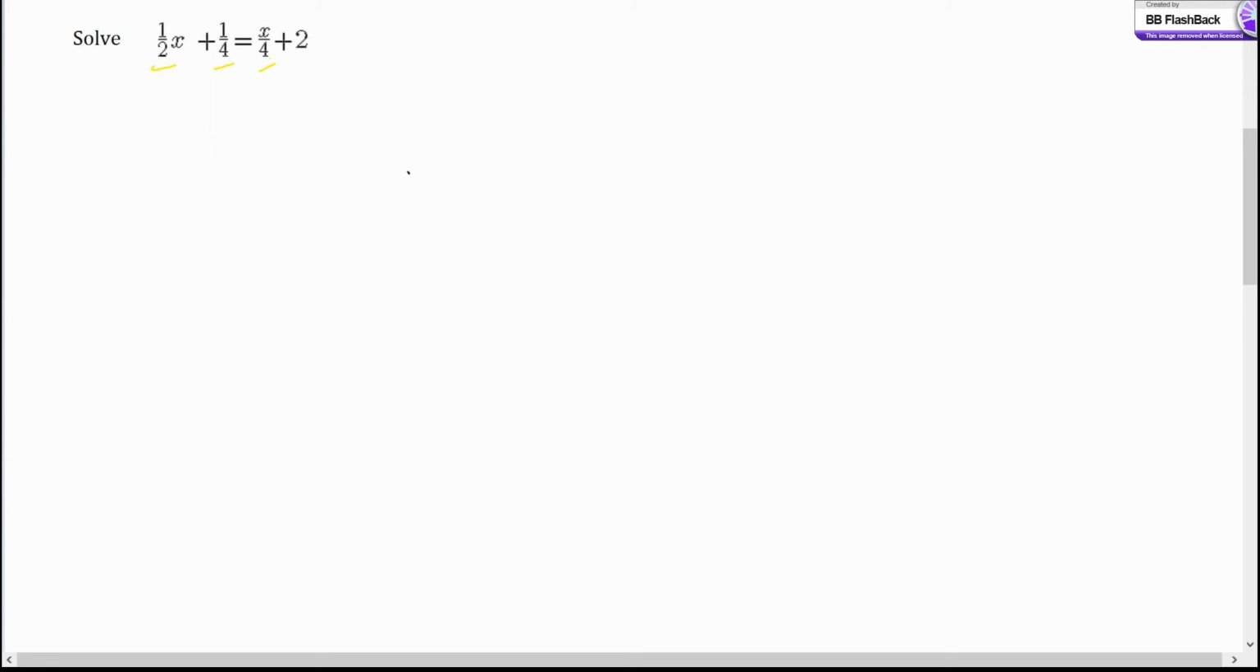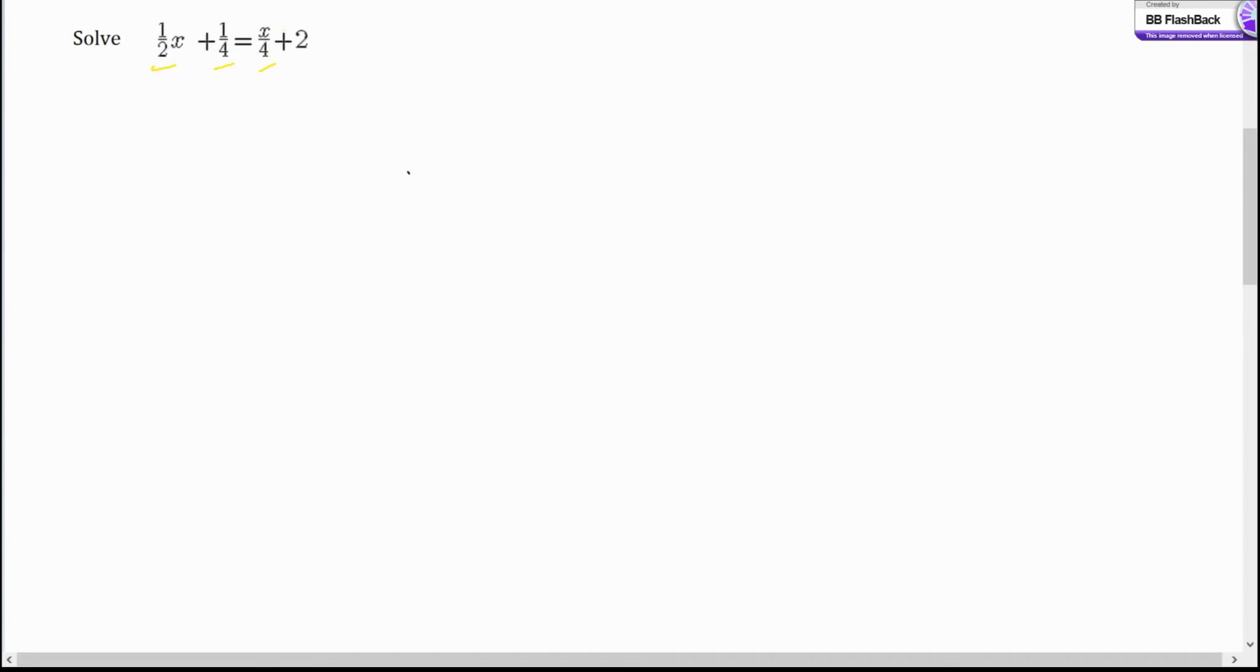Now, let's look at the 1/2. What would we have to multiply 1/2 x, or it could be x over 2, by to get rid of what's in the denominator? Well, if we multiplied it by 2, it would get rid of the 2 in the denominator. Let's have a look at the x over 4. What would we have to multiply that by to get rid of the 4? We'd have to multiply it by 4.